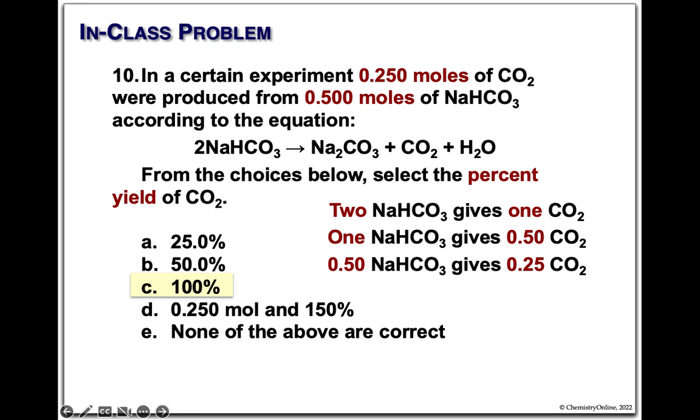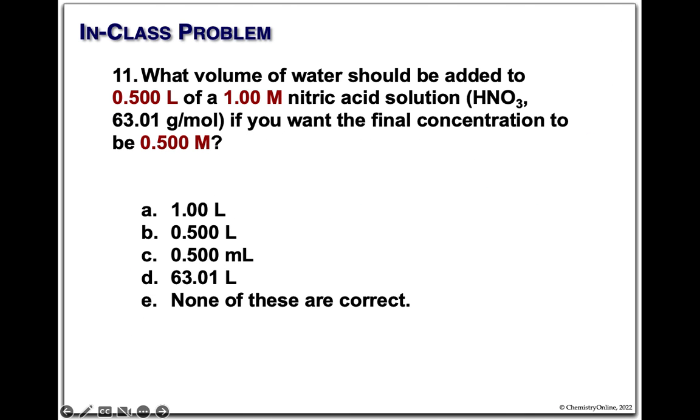Any questions? Simple dilution problem with a twist. Okay? We're looking for what volume of water we're going to add to half a liter of 1 molar nitric acid to get 0.5 molar. And we have a choice.